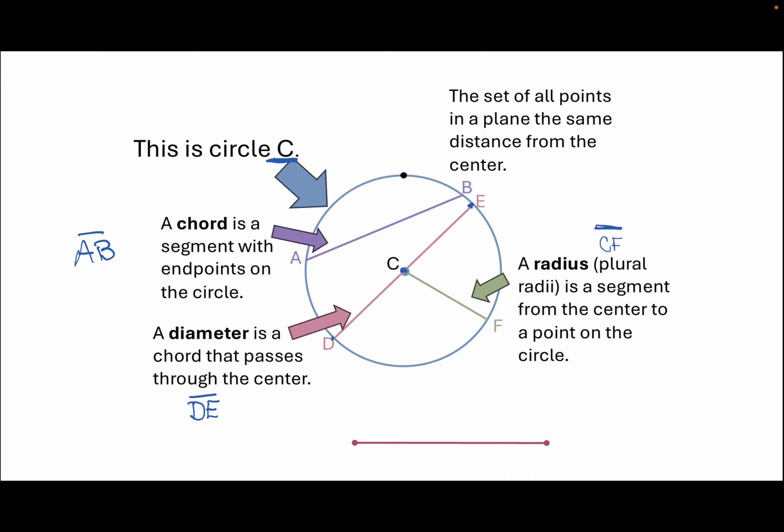So if I take that diameter and I lay it down below, how does it relate to segment CF, which was a radius? Hopefully you recognize that CF is not as large as DE. The radius is not as large as the diameter, so the radius is actually 1/2 of the diameter, or the diameter is 2 radii. So D equals 2R is one equation that we can use, or R equals 1/2 D, or R equals D divided by 2 is a second one. If I give you a diameter and want you to find the radius, you're going to divide by 2. But if I give you a radius and want you to find the diameter, you're going to double it.